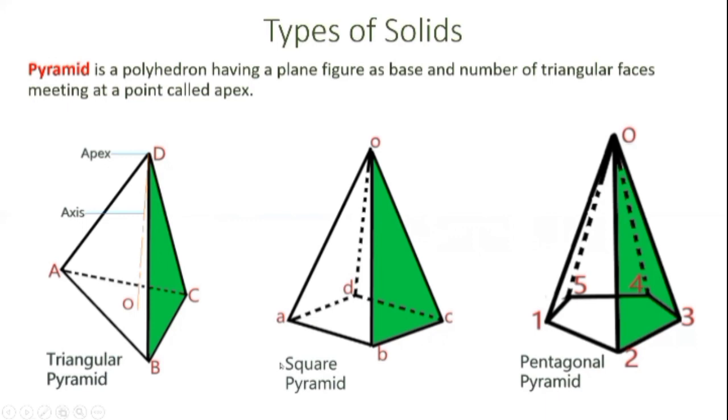Next is the square pyramid. We have a base plane ABCD, which is a square, and all these 4 points meet at an apex O, and we get 4 triangular faces. Then a pentagonal pyramid, where we have a pentagon at the base. Using the center of the pentagon, drawing a perpendicular line, we get a point O, and if we connect point O with all 5 points, we get a pentagonal pyramid.